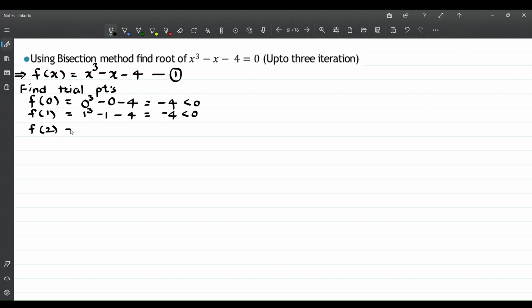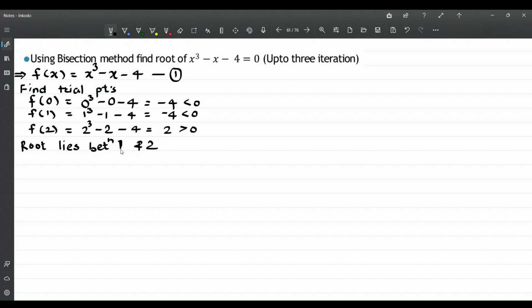So we'll solve 2, 2 cube minus 2 minus 4. Okay, so you can see here the answer will be 2 cube is 8 minus 2, 6 minus 4, 2, which is greater than 0. So this sign converts into positive. Therefore, root lies between 1 and 2.